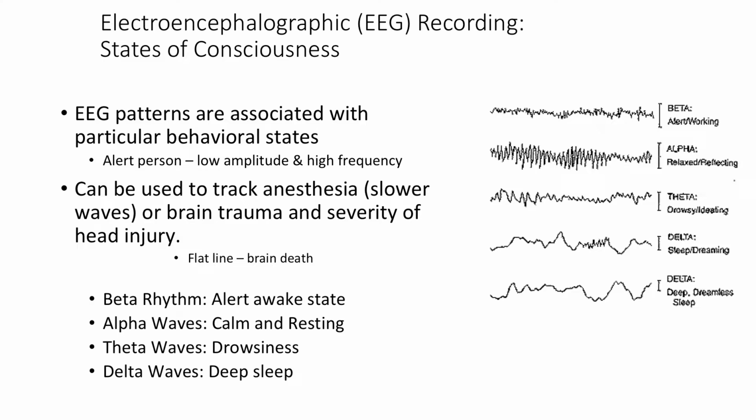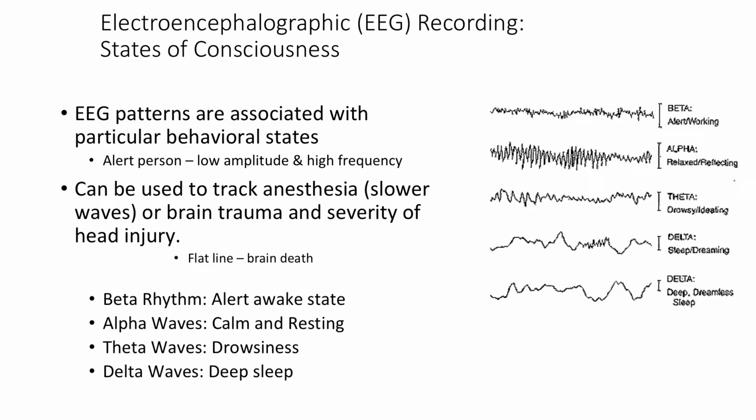In contrast, when a person is calm and resting, or especially when they're closing their eyes, there will be larger and slower brain waves. These are what we call alpha brain waves. Not everyone has alpha brain waves or alpha rhythms, and some people have them a lot. So it kind of differs between people.